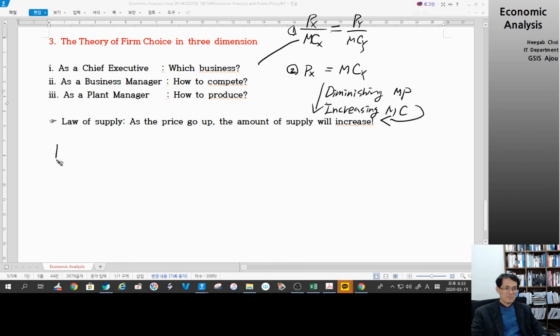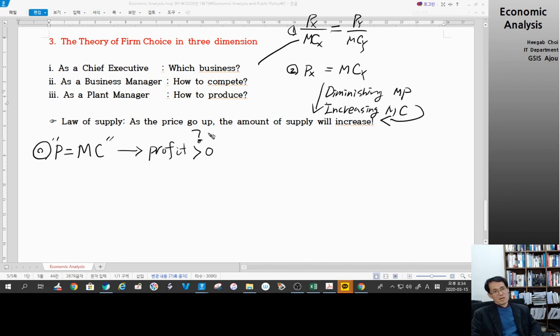Now there is one caveat here. Suppose that a business firm is setting its price at marginal cost, right? Does it imply that the firm has a positive profit? Is it? Well, it's not necessarily so. Why is it so? Even though we have this equalization of price versus marginal cost, why may we have a loss?